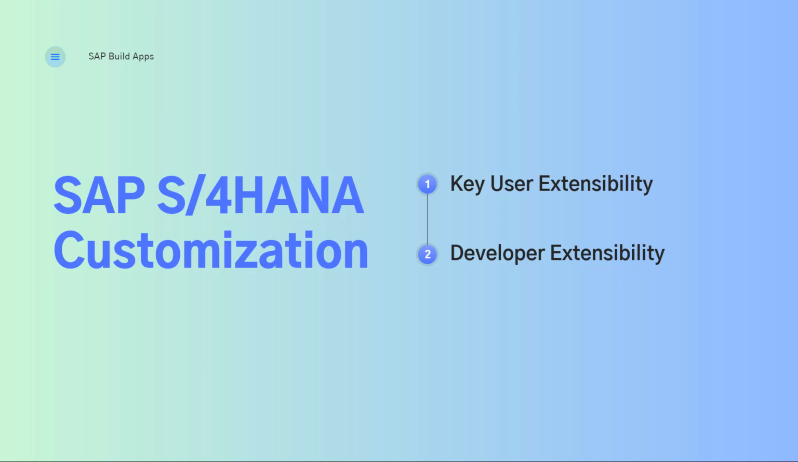The next is the developer extensibility. Now, this is when you actually write custom ABAP code on the SAP S4HANA cloud. Of course, this ABAP code has restrictions for cloud readiness so that it does not interfere in the upgrading process.